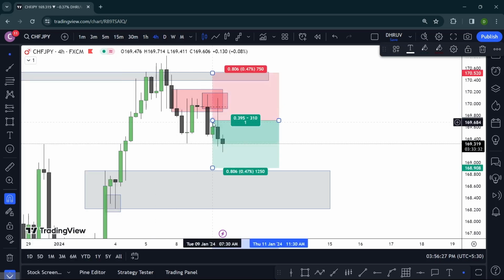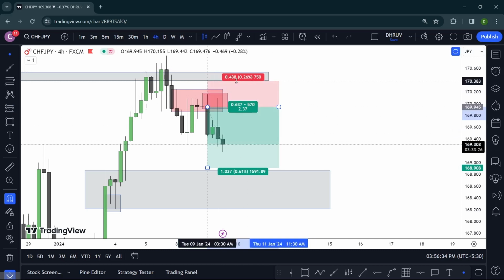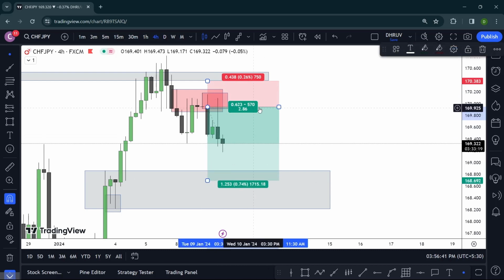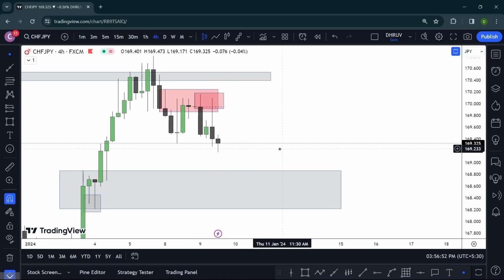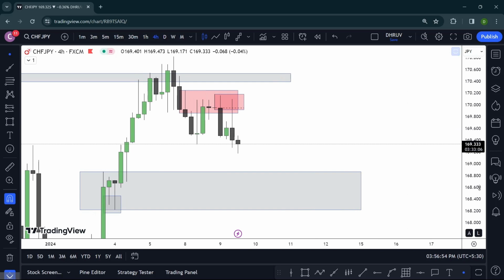I will talk about the SL stuff later on. So now let's say you put your SL over here and target this, like 3 risk to reward. So you would have made 6% on your account, and that is more than enough for a week or a month, depending on how much capital you have.